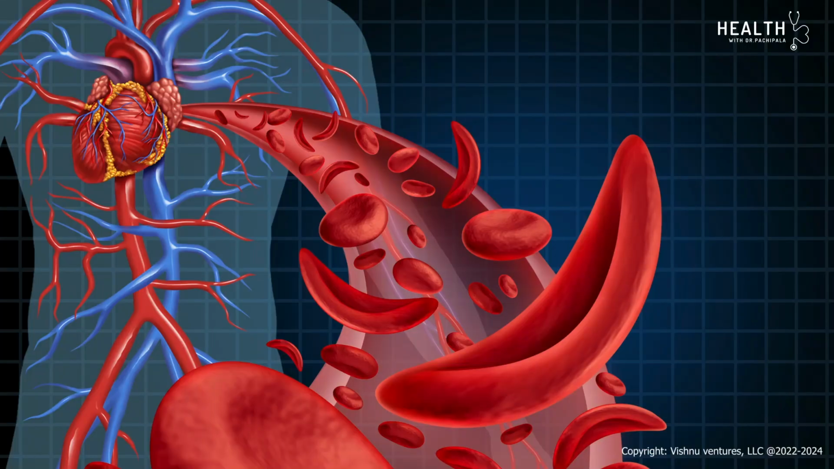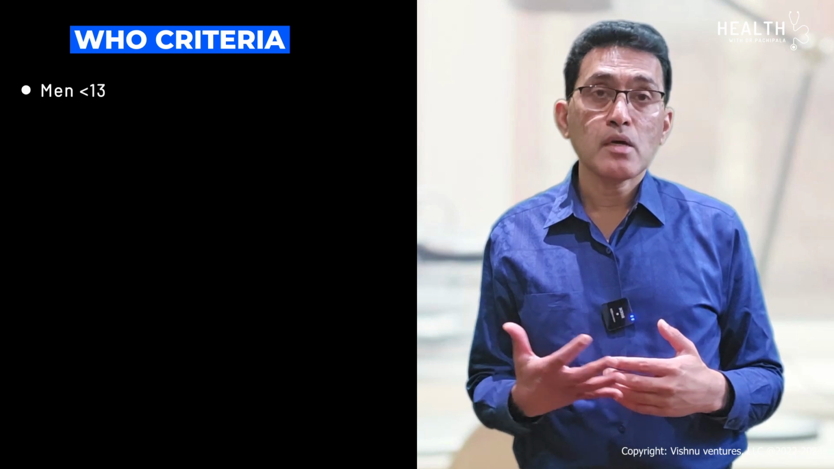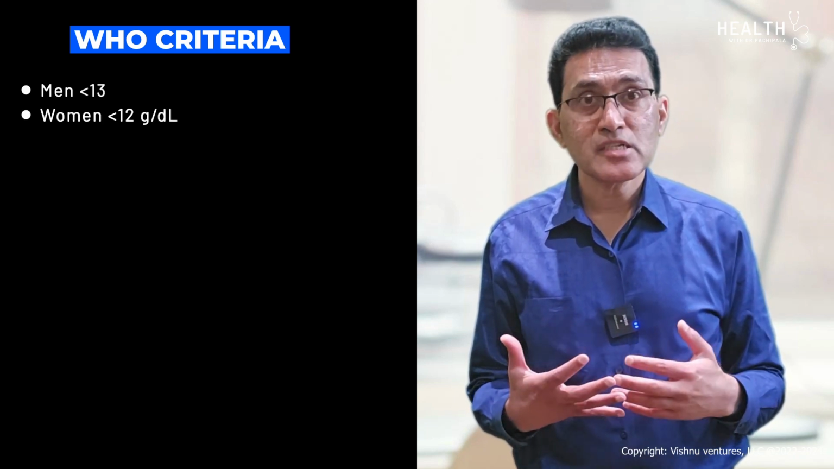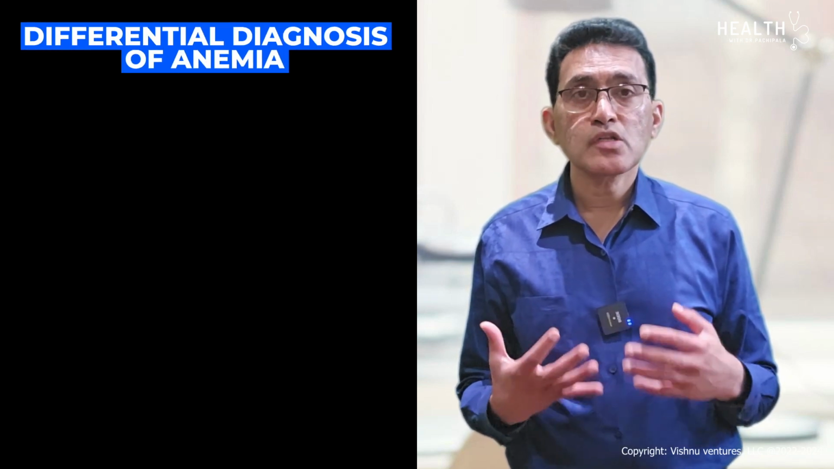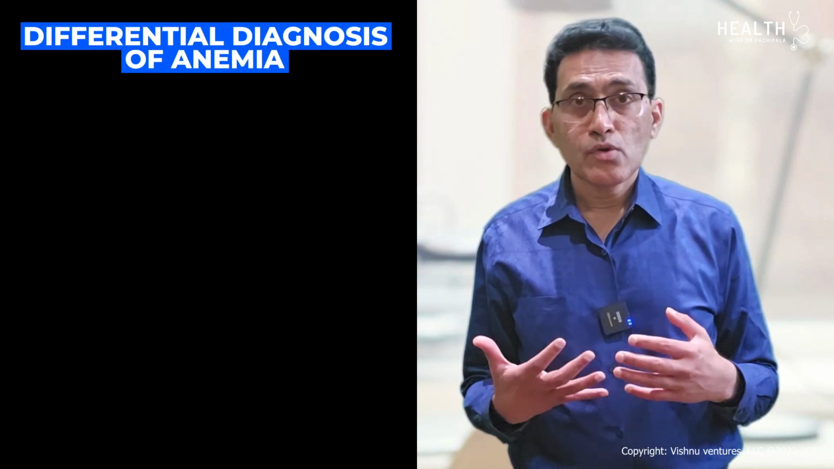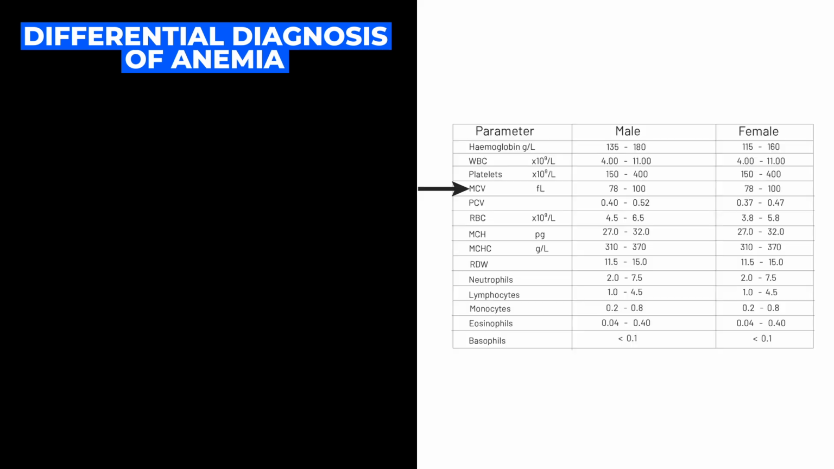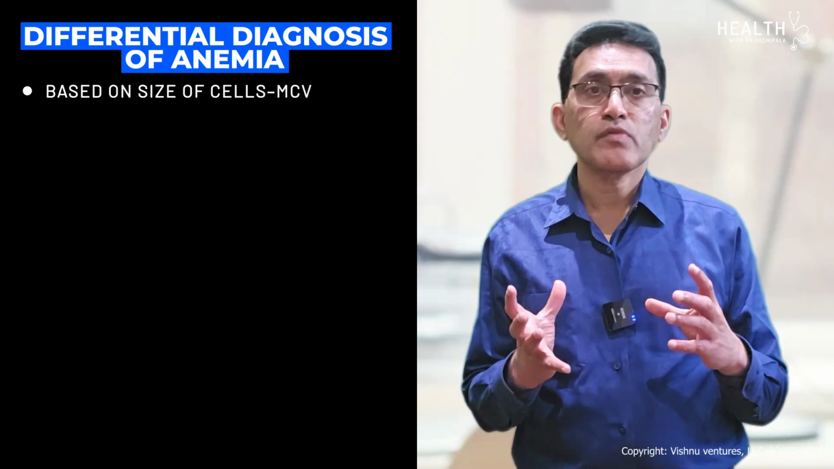When you see the hemoglobin, according to the World Health Organization, for men, anything less than 13, and for women, anything less than 12 is considered anemia. So what are the differential diagnoses of anemia, meaning what are the different causes of anemia? Especially when we're talking about different causes, we first look at the size of the red cells. Based on the size of the red cells, we classify anemia.